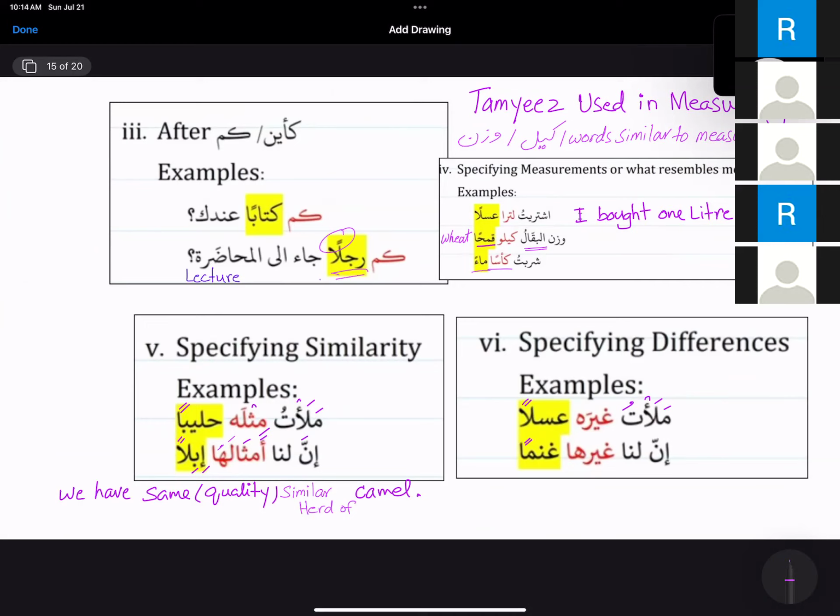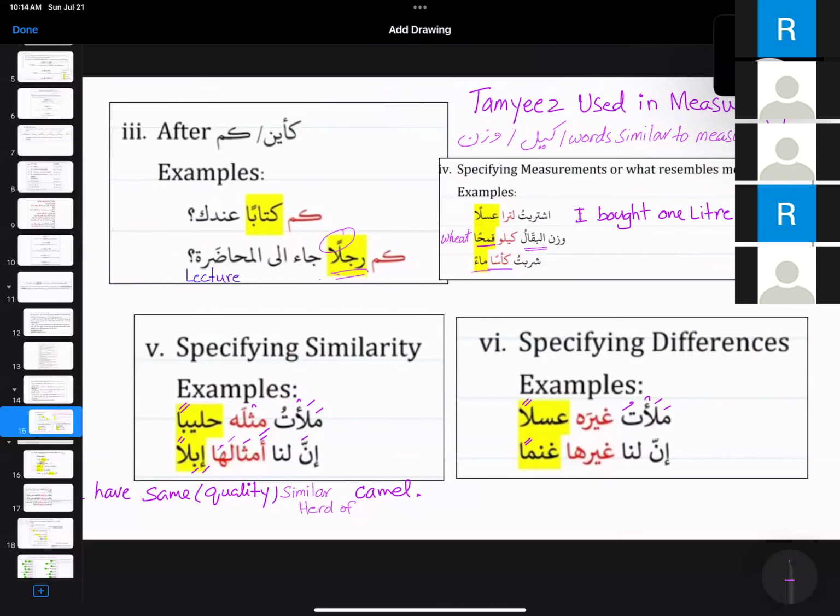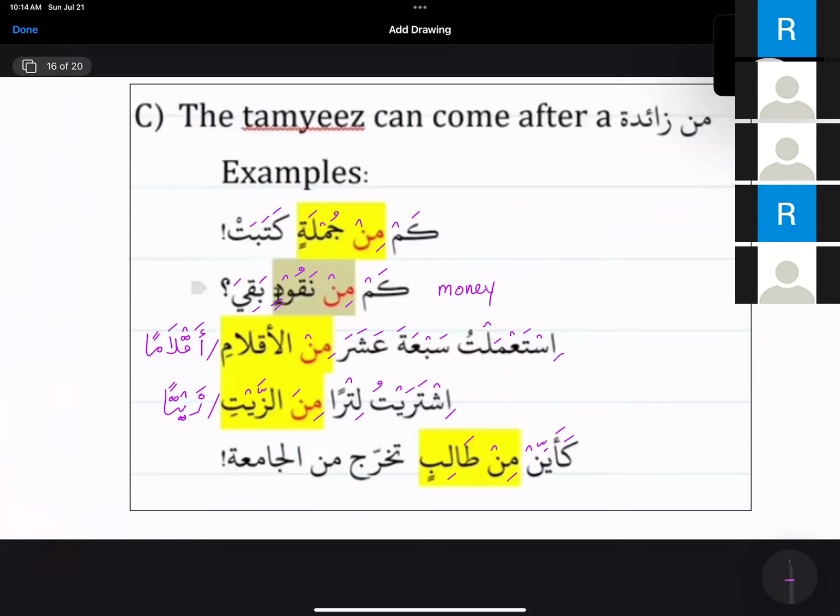So similarities, differences, all these measurements, kam, kaayin, other. So all these are going to need a tamyiz.